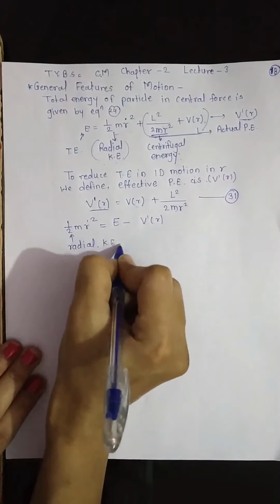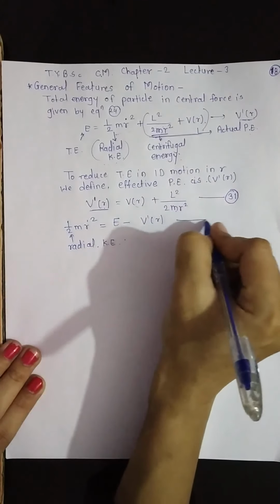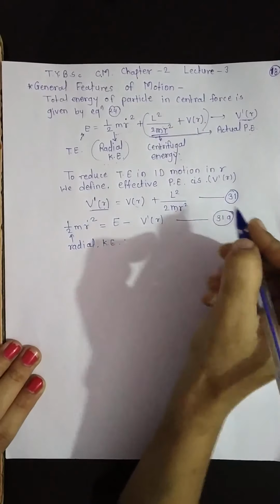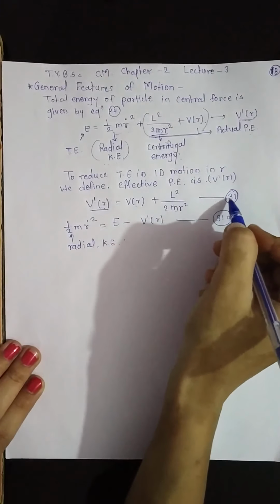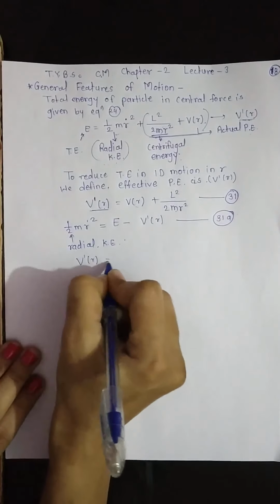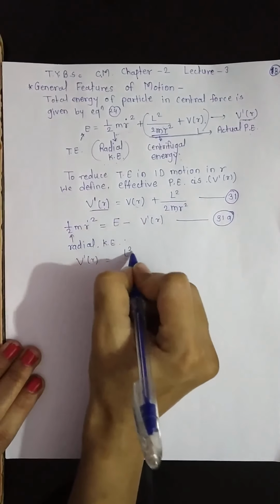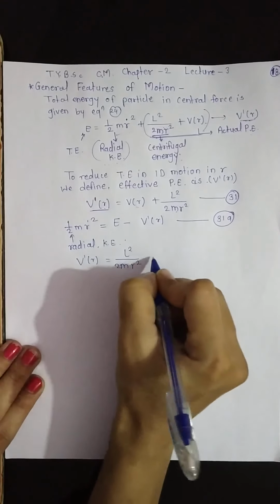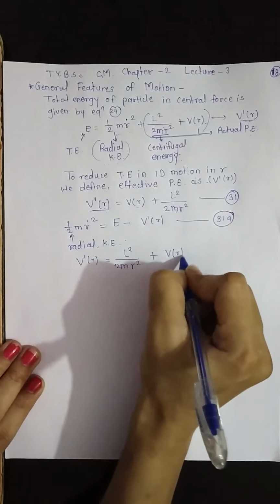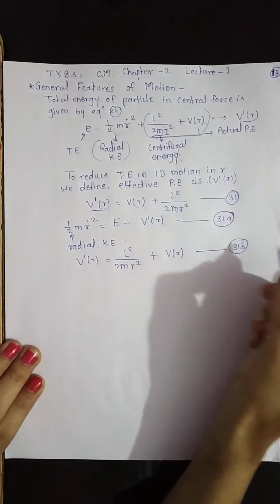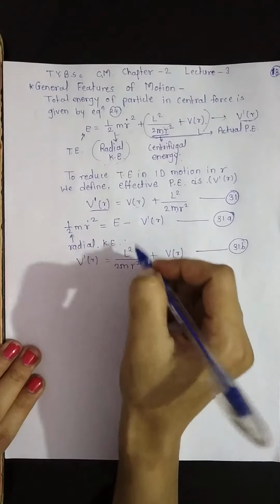Now let me call this equation number 31a, and this equation I will write in the form V dash of R is equal to, first I will write the centrifugal term, that is L square upon twice m r square plus V of R, and this I will call 31b. I will need these two equations.